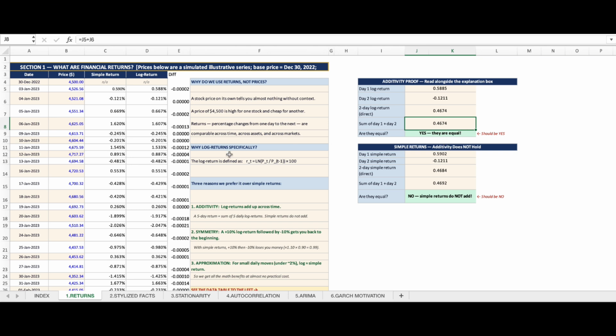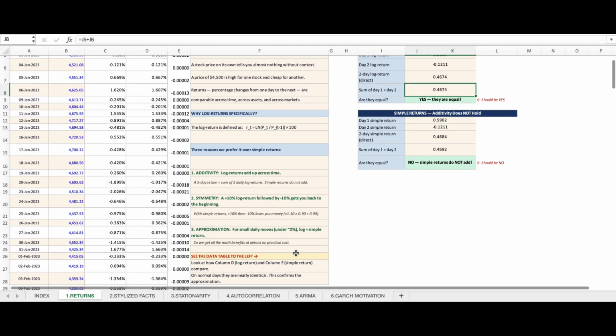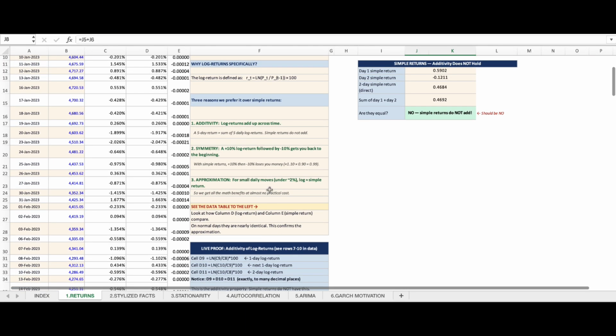The second reason is symmetry. If you earn a log return of plus 10% and then lose 10%, you're back to exactly where you started. This math is symmetric. With simple returns, a plus 10% followed by minus 10% gives you 1.1 times 0.9, which actually equals 0.99. So that means you have lost 1%. That asymmetry makes the math harder to work with, and you prefer symmetry here.